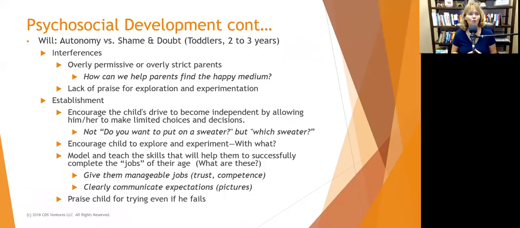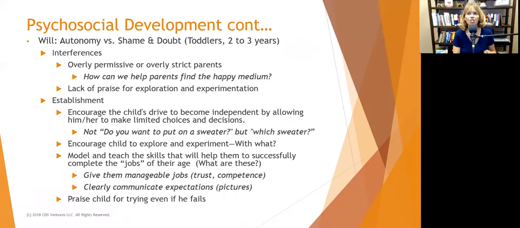And one of the challenges a lot of parents have is finding the happy medium between being too permissive and too strict. And, please share if you have tips that you give parents for, how much discipline do we give and how much structure. We do want to make sure we provide praise for exploration and experimentation. They may do something, it may not be the way you would have done it, but if they did it and they got the job done, then, there you go.